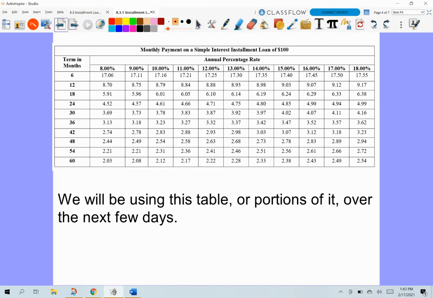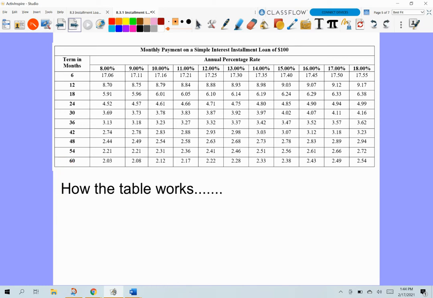So what this does is it basically calculates all the different payments for a $100 loan from 8% all the way up to 18%, and in 6 months increments from 6 months to 60 months. So 60 months, if you're not sure, is 5 years. We list the term in months because we make monthly payments on our loans. Okay. So here's why that formula asks us to divide by 100.